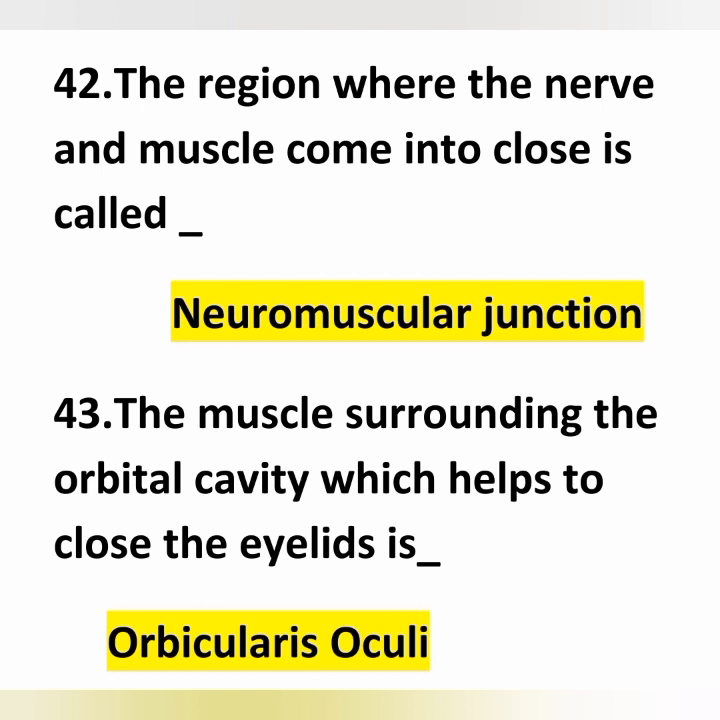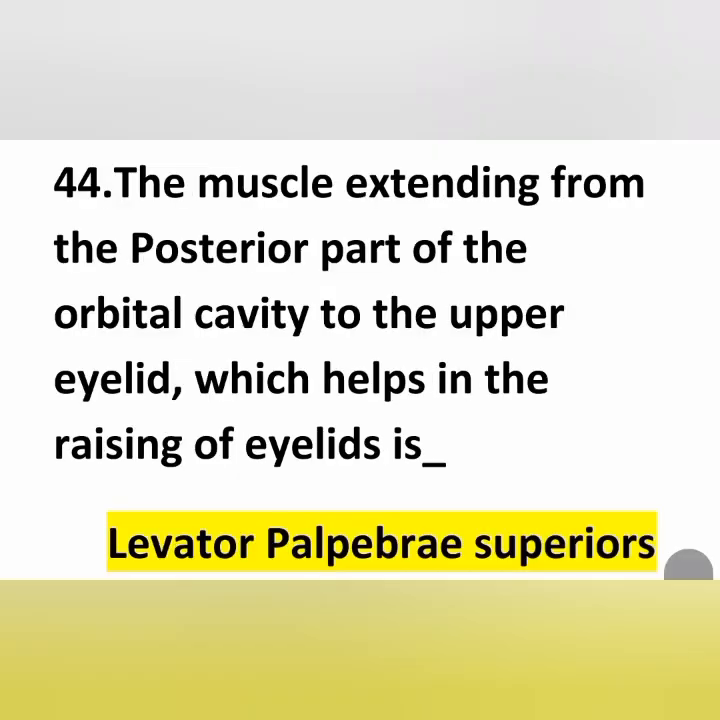And the next point, the muscle surrounding the orbital cavity which helps to close the eyelid is called orbicularis oculi. That is, orbicularis oculi helps to close the eyelids. The muscle which helps to close the eyelids. And the next point, the muscle extending from the posterior part of the orbital cavity to the upper eyelid, which helps in raising the eyelid, is called levator palpebrae superioris. This muscle helps to raise the eyelid.